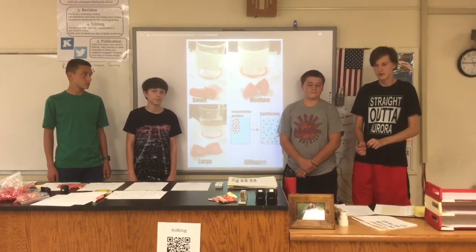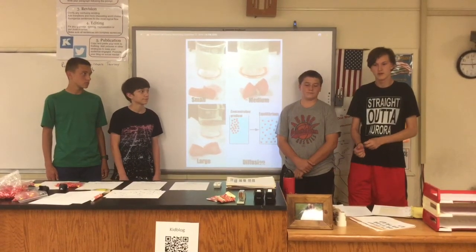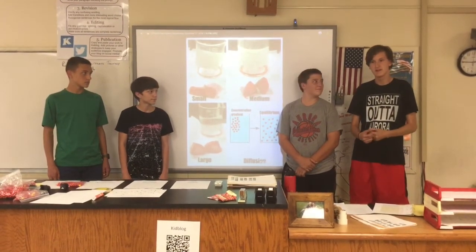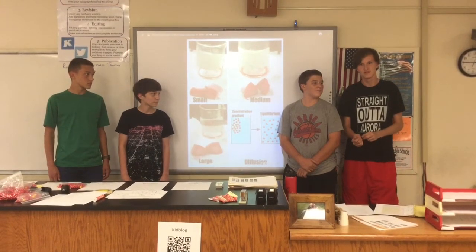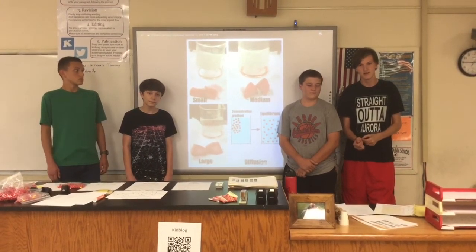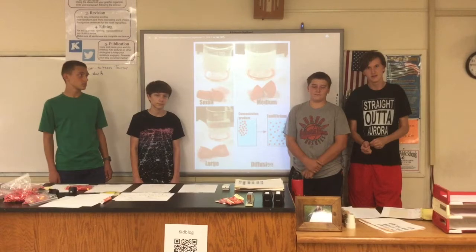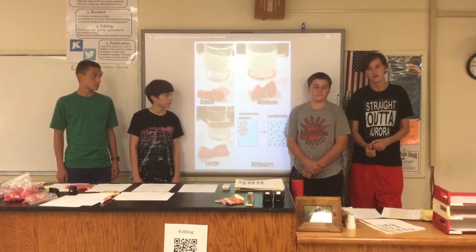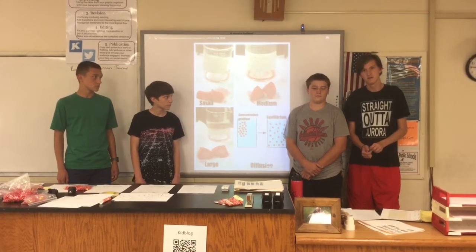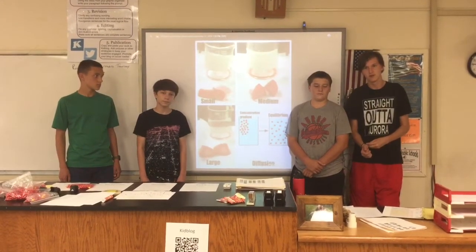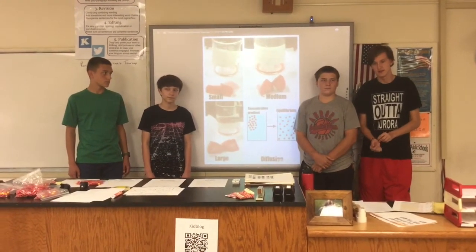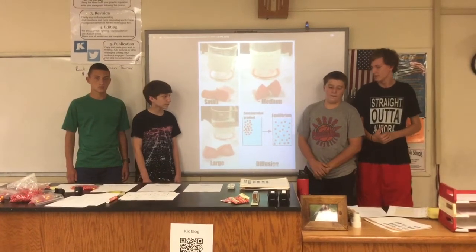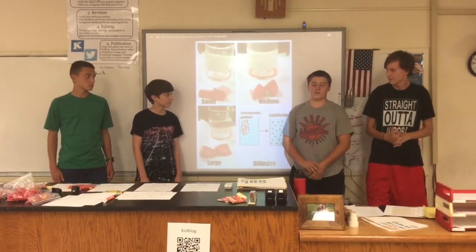Our independent variable was the size of the egg. Our dependent variable was how fast the food coloring would get to the center. And our control variables were the diameter, water, and the glass. And the thing that we changed was the size of the egg.